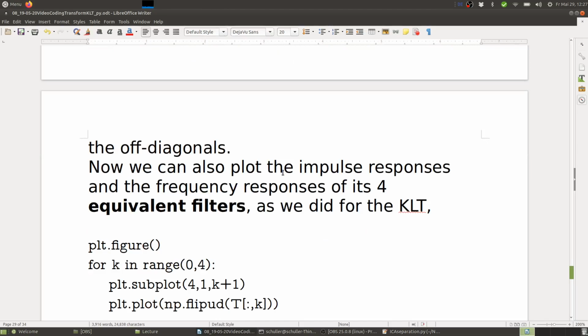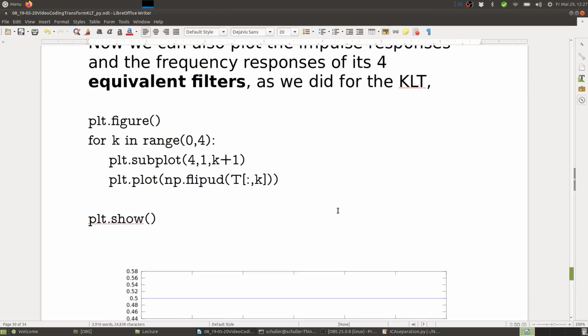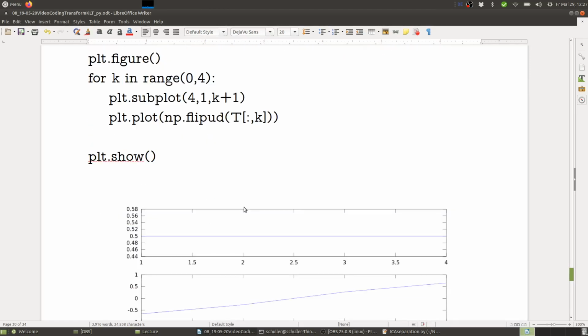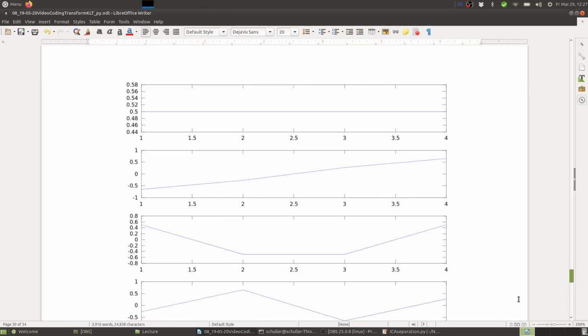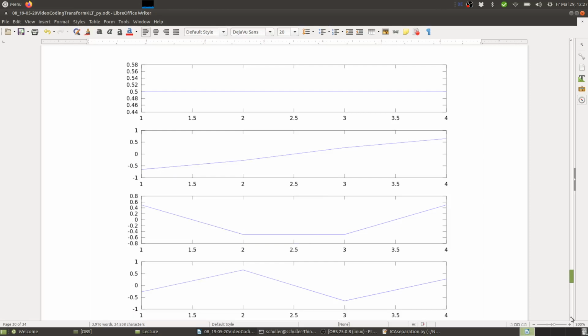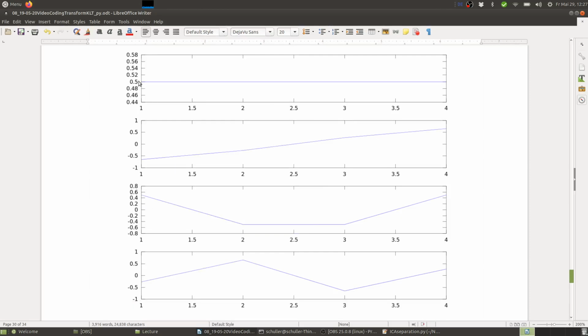So now we can also plot the impulse responses and each frequency response of its 4 equivalent filters, as we did for the KLT. Right, so here again subplots, and here is the result. So now we have the first impulse response of subband number 0, really constant, 0.5. Then here the next subband, and the high pass up, down.